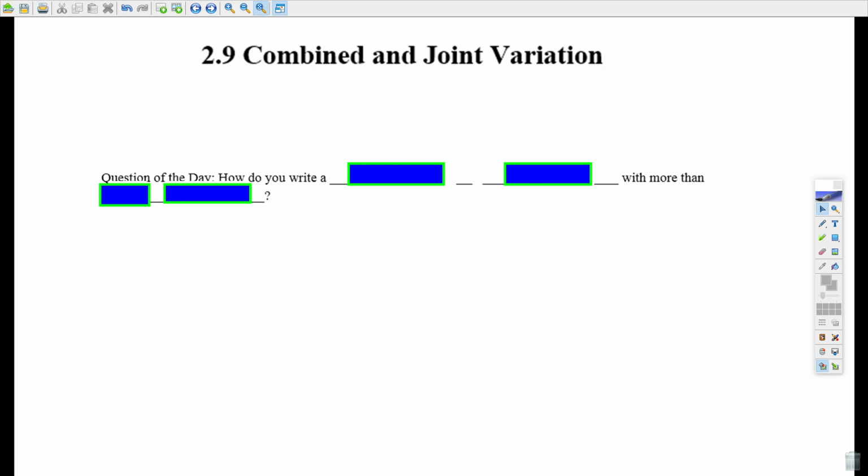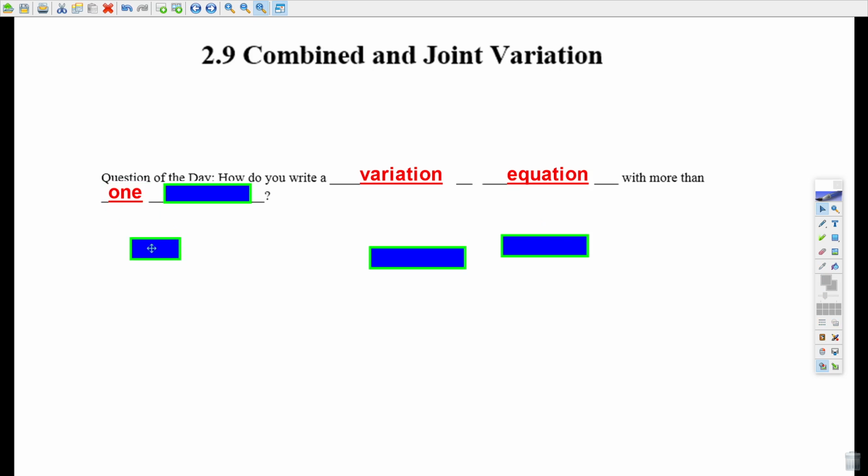2.9 will be the last section that we do for this chapter. And I guess it would be the hardest one. It actually combines a couple of different things that we've learned earlier. So we're going to talk about something called combined and joint variation. How do you write a variation equation with more than one variable?